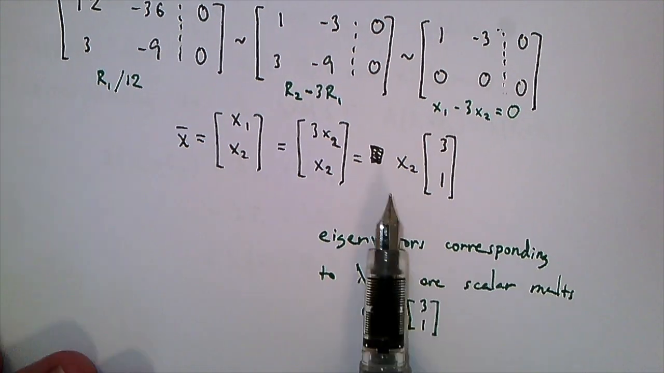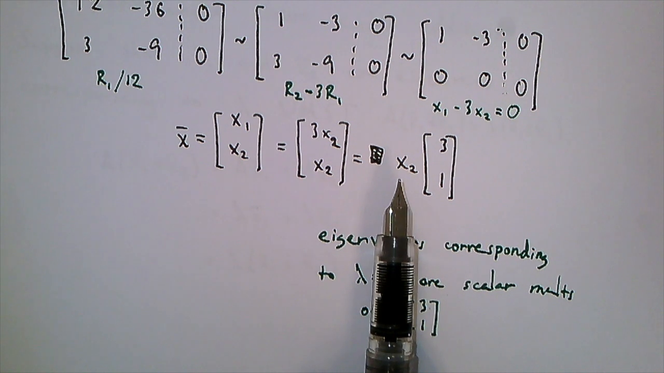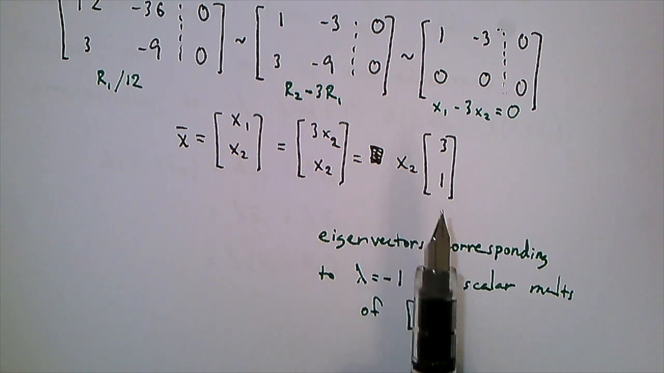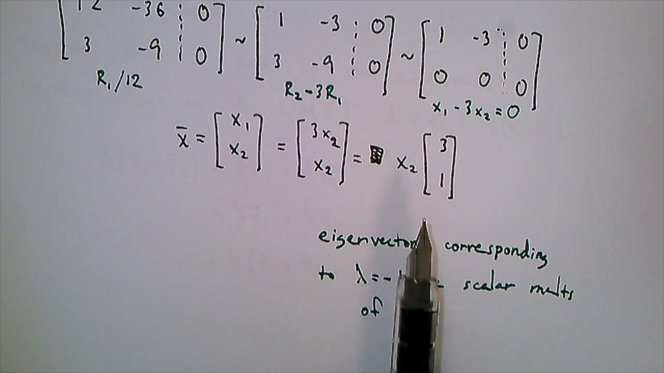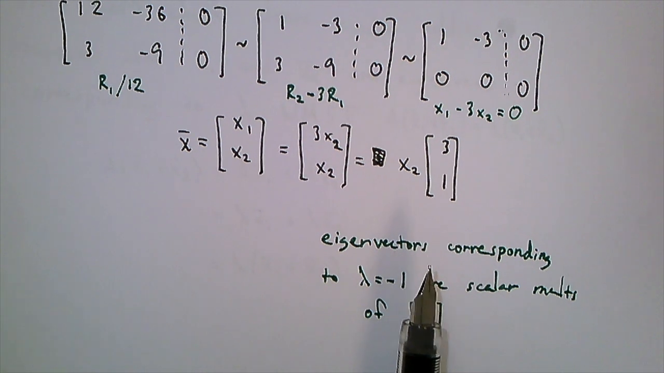So once again, we have scalar multiples, linear combinations of a vector. That means that this solution set is going to form a subspace.